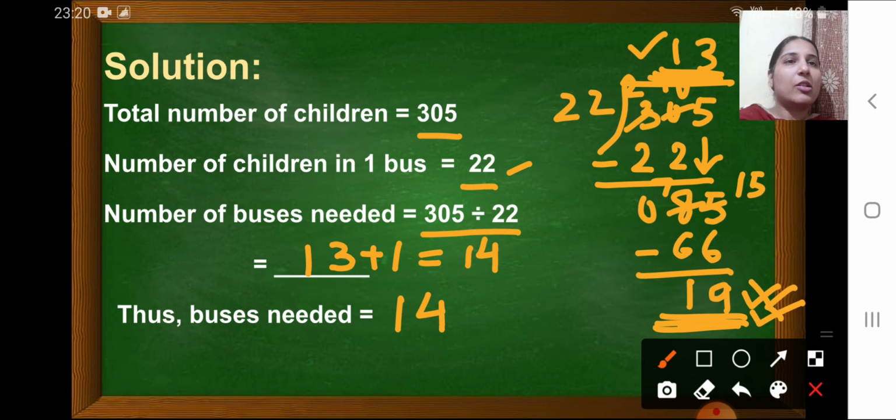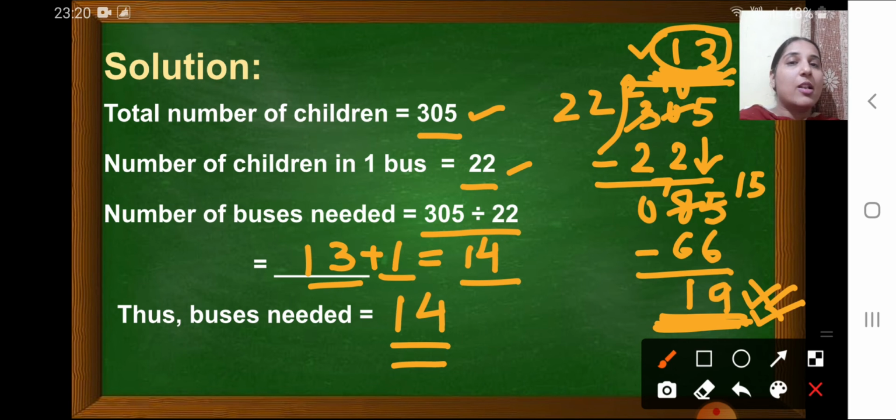Okay, understand? What did we do? First we divided this 305, the total number of children, by the number of children in one bus. So what did we get? 13. But we are getting a remainder also, the number of remaining children. For them we will require one more bus. So in that 13 we will add one more to get the total buses required. When we added 13 plus one more bus, we got 14. So thus how many buses will be required to occupy 305 children? It will be 14.